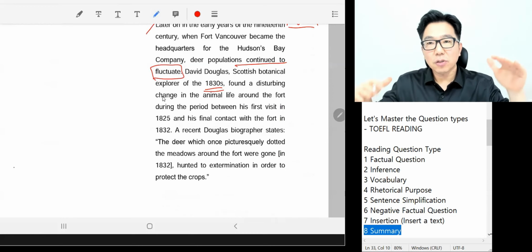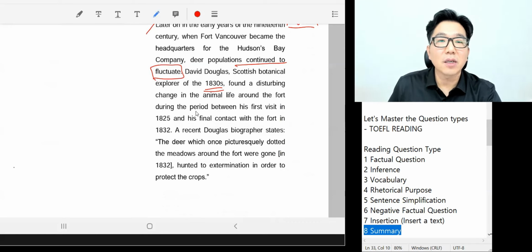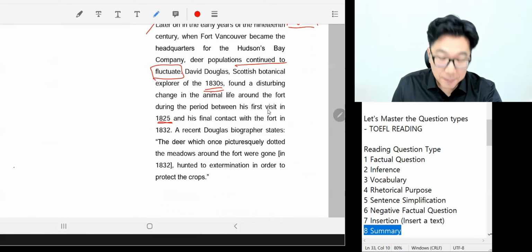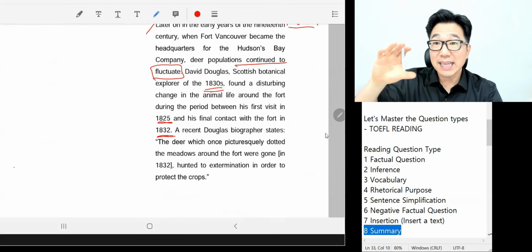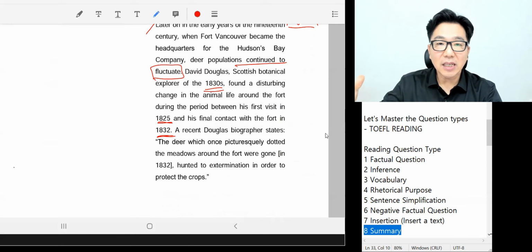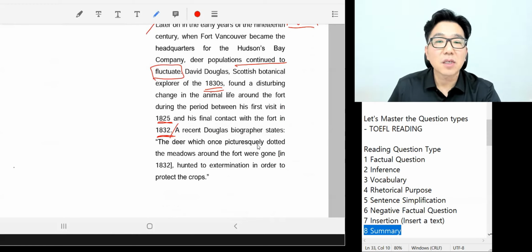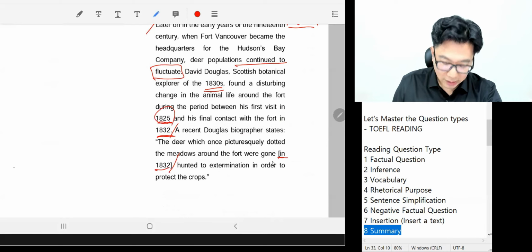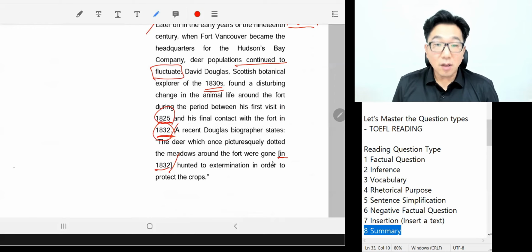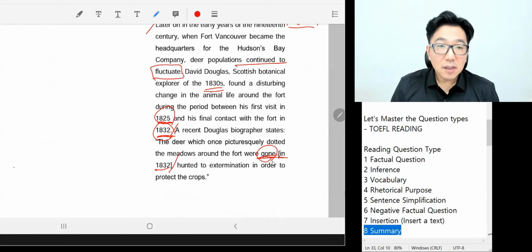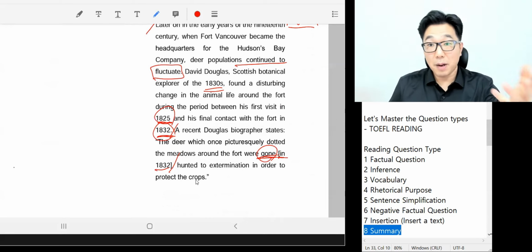He found a disturbing change, fluctuation, in the animal life around the fort during the period between his first visit in 1825 and his final contact with the fort in 1832. So within 7 years, he noticed a huge change in deer numbers, right? Why? What happened? A recent Douglas biographer states the deer which once picturesquely dotted the meadows around the fort were gone. So when he arrived in 1825, there were so many deer, and only 7 years later, they were all gone. Why? Hunted to extermination in order to protect the crops by people.